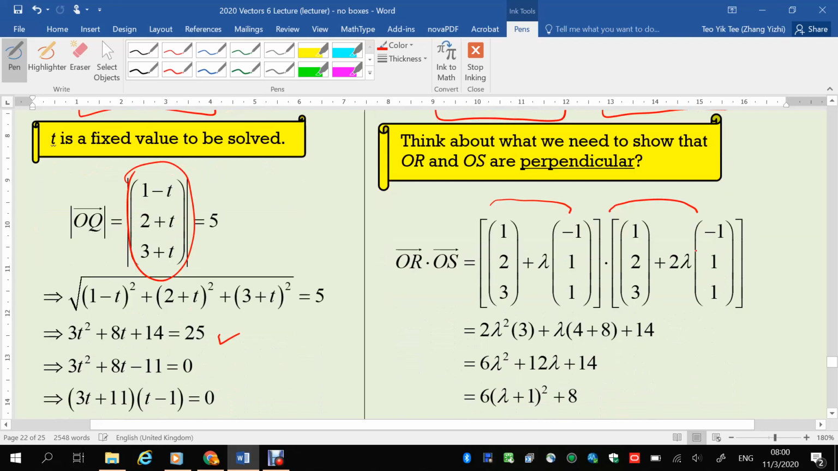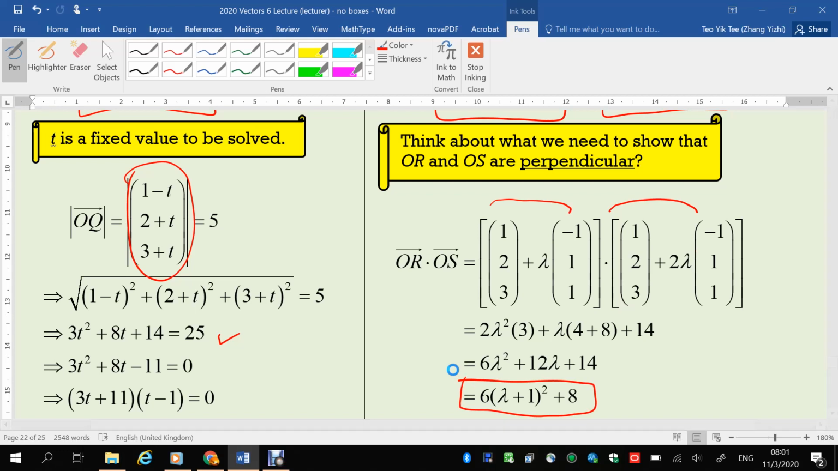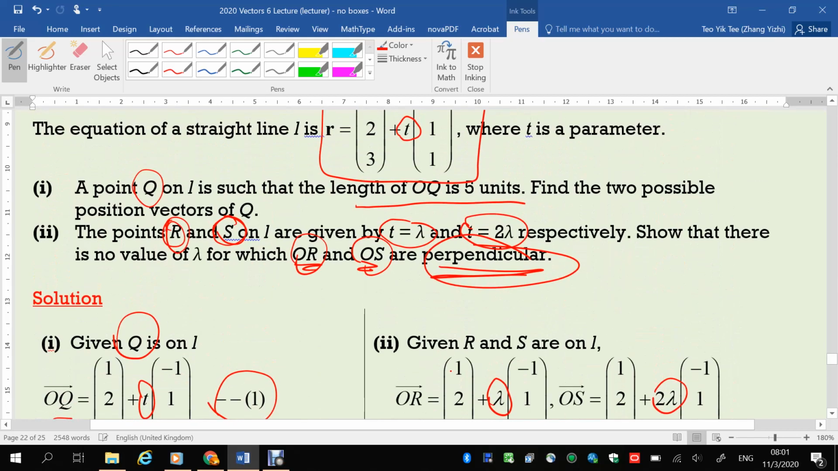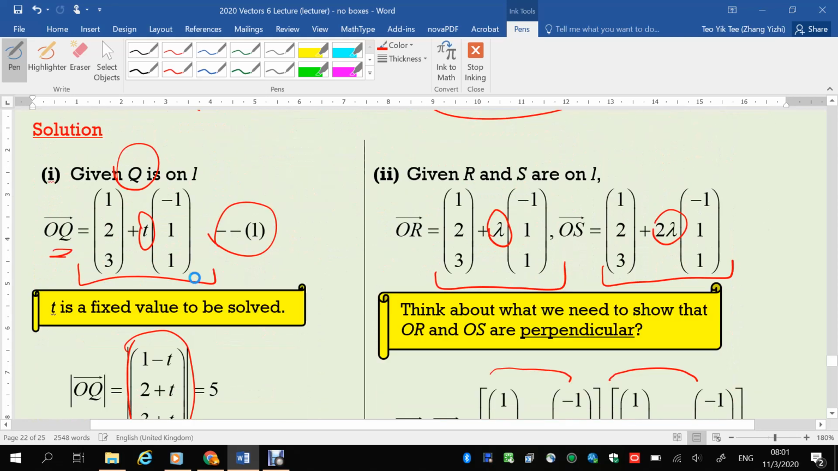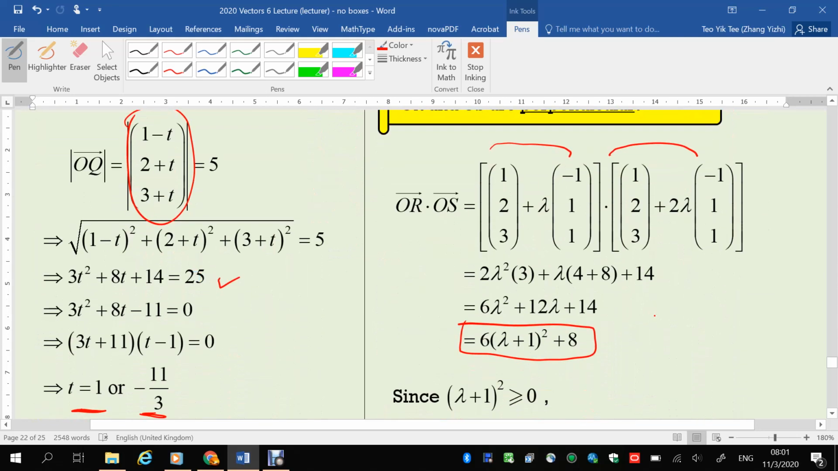If you go through the process, you generate an equation here that involves lambda. So your job is to solve this. If there's a value for lambda that can make this equal to 0, then OR and OS will be perpendicular. But your job is to show that there is no possible value for lambda that can make them perpendicular. So you need to analyze this result that you have.